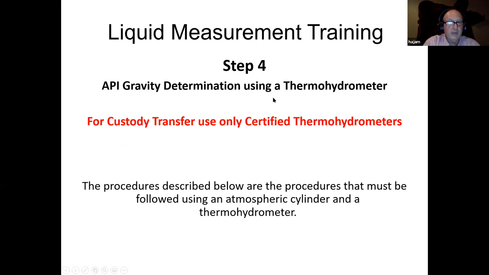Now we need to determine the gravity, and we're going to be using a thermal hydrometer to do this. Make sure it is certified. You don't want to use a thermal hydrometer that is not certified. Make sure the hydrometer is in good shape, the mercury has not separated in the thermometer, and the paper scale inside the unit has not slipped or become damaged in any way so that it is legible.